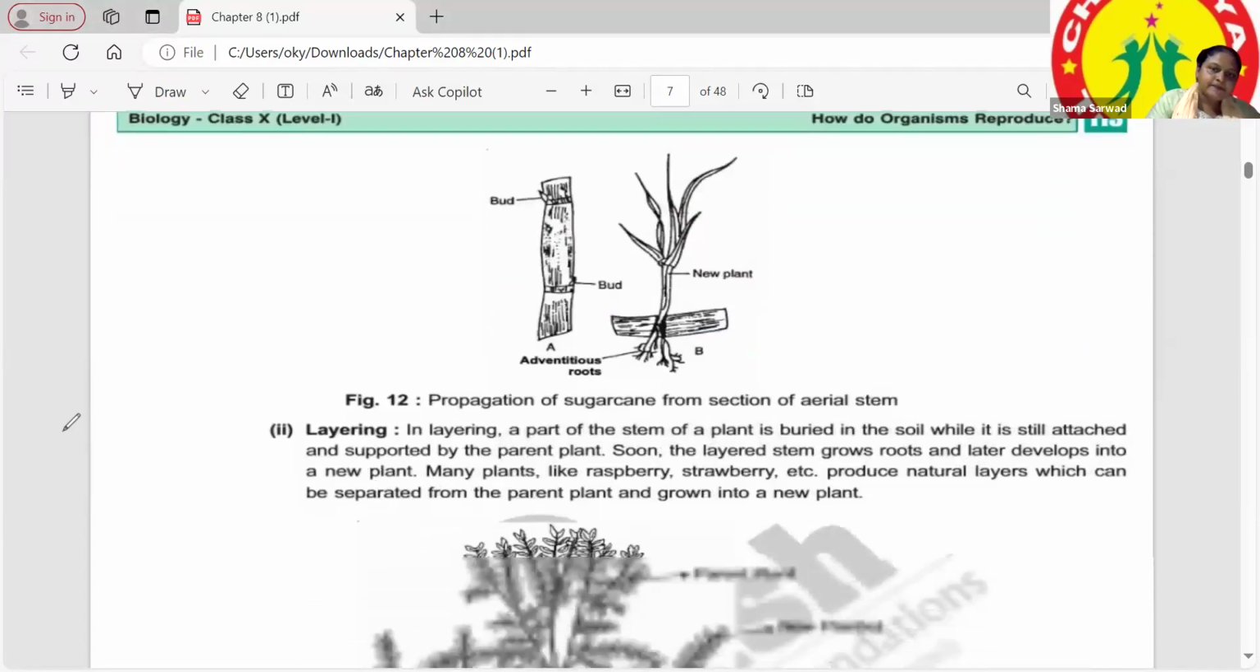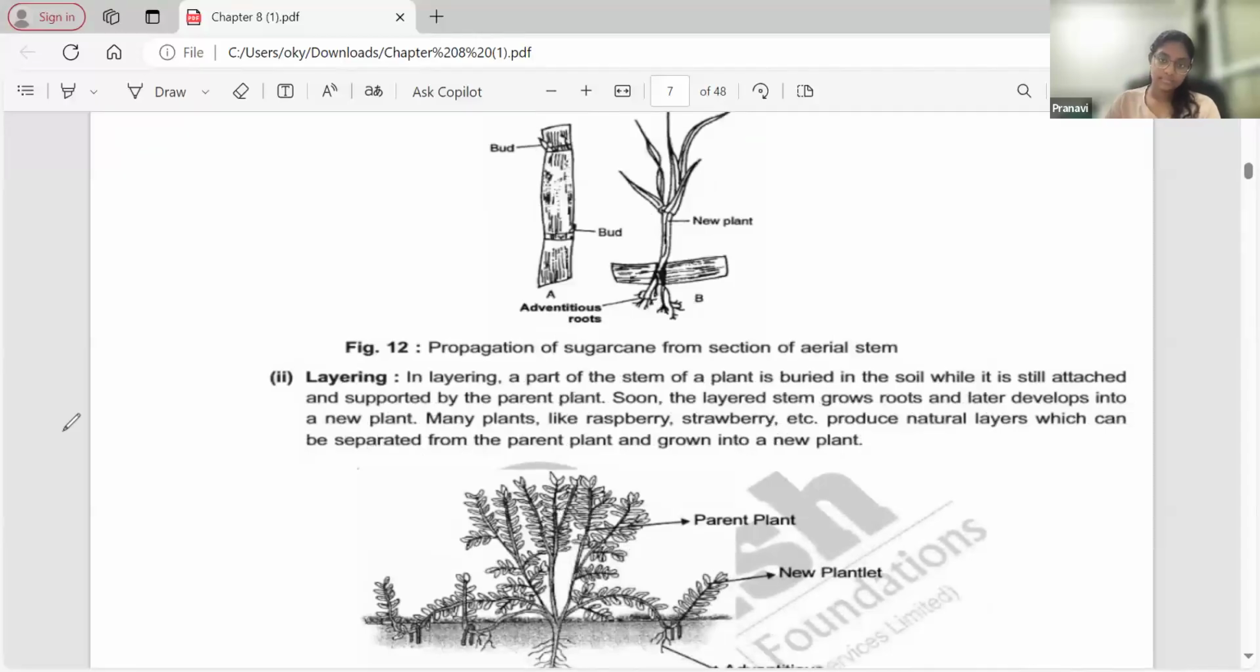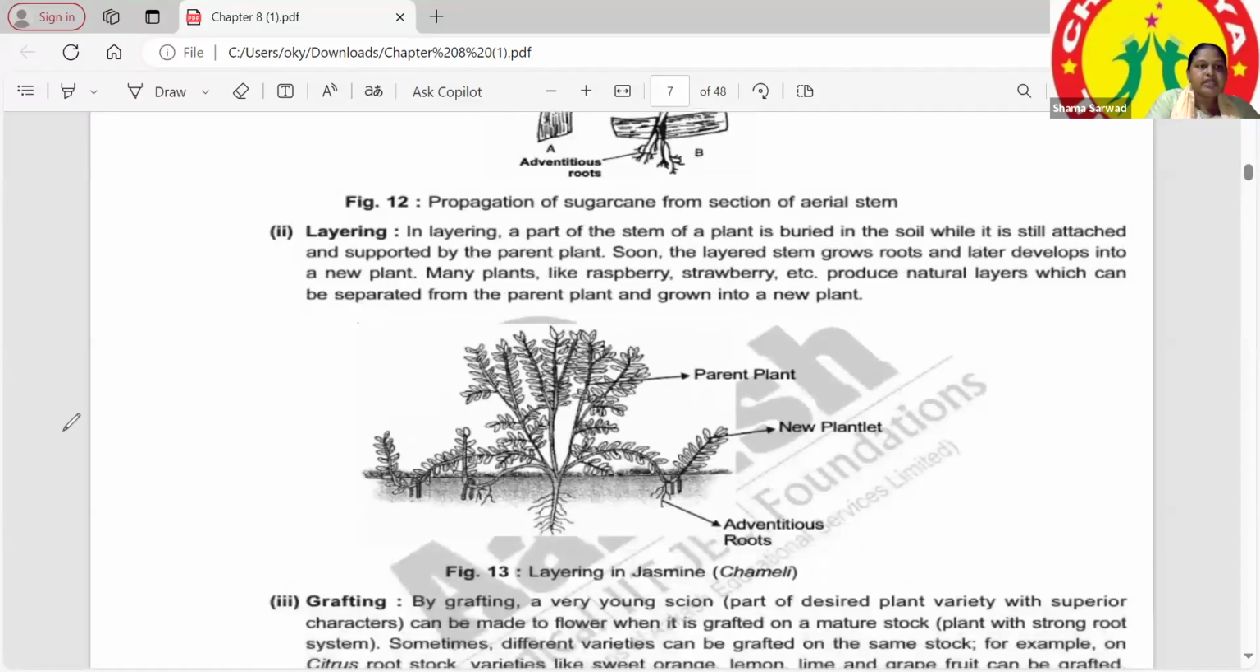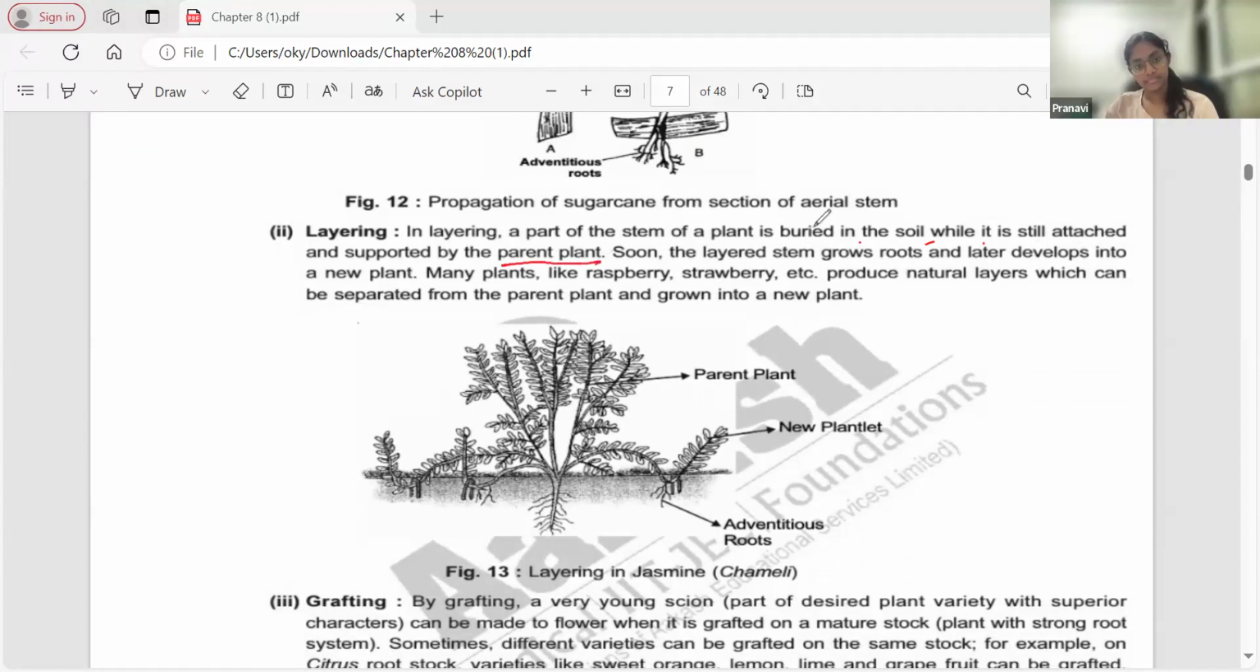Next is layering. What happens in layering? In layering, a part of the stem of a plant is buried in the soil while it is still attached and supported by the parent plant. Soon the layered stem grows roots and develops into a new plant. Many plants like raspberry and strawberry produce natural layers which can be separated from the parent plant and grown into a new plant.